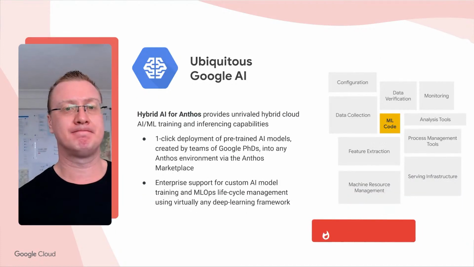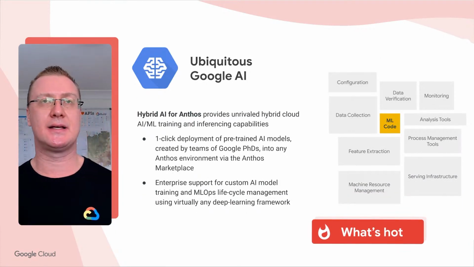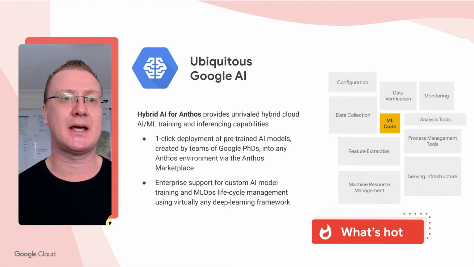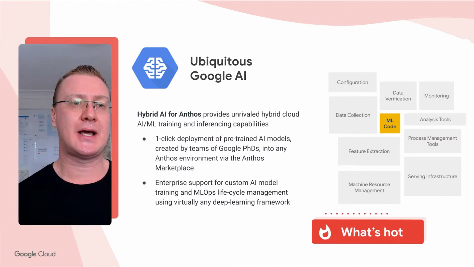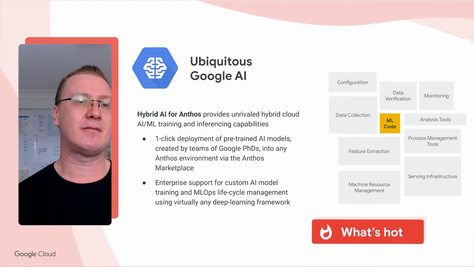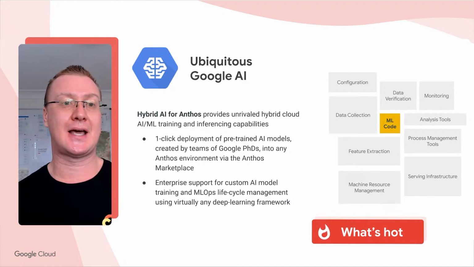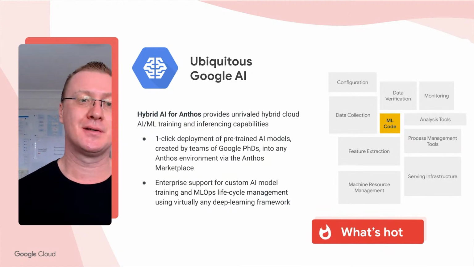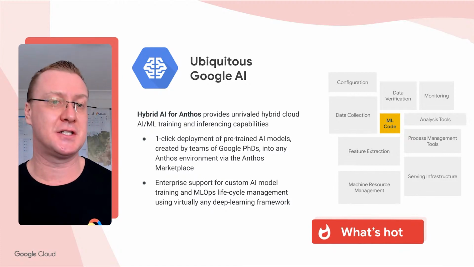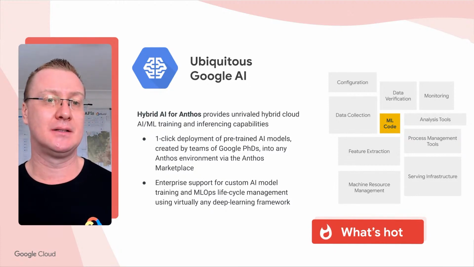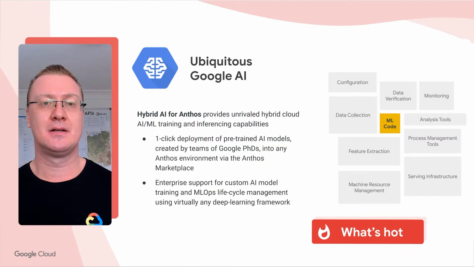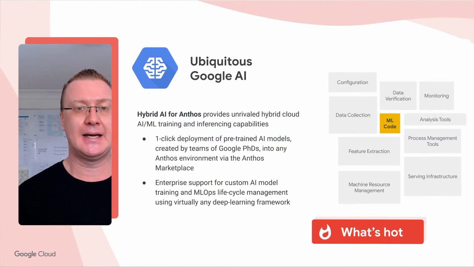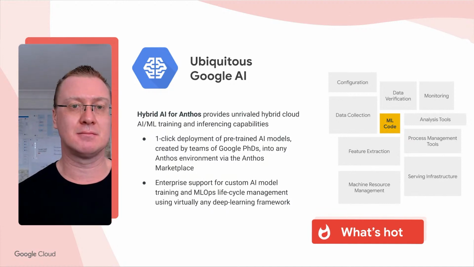Now, if we think about some AI, AI is typically extending many of the applications that we're building today. Hybrid AI for Anthos provides you that view across hybrid cloud. So you can have AI and ML training with inferencing capabilities with a one-click deployment. So it'll give you pre-trained AI models created by teams of Google PhDs into any Anthos environment via the Anthos marketplace. So it'll give you things like the ML code integrated with data verification, monitoring, analysis tools, feature extraction, and data collection.